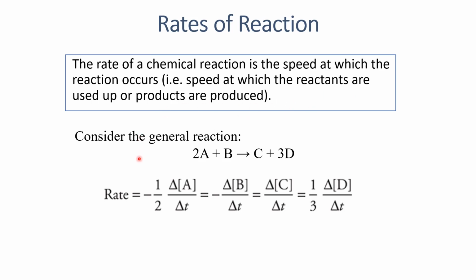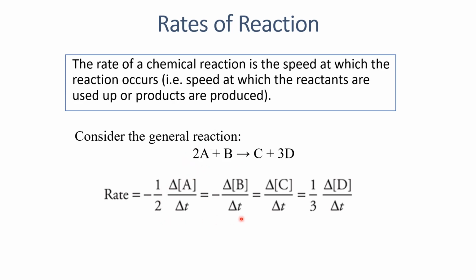For example, let's see this general equation: 2A plus B gives C plus 3D, where 2 and 3 are the coefficients of A and D respectively, A and B are the reactants and C and D are the products. Now let's see how we can calculate the rate of this reaction. As I told you already, the rate is something changing with respect to time. So here we can see how the reactants are used up with respect to time.